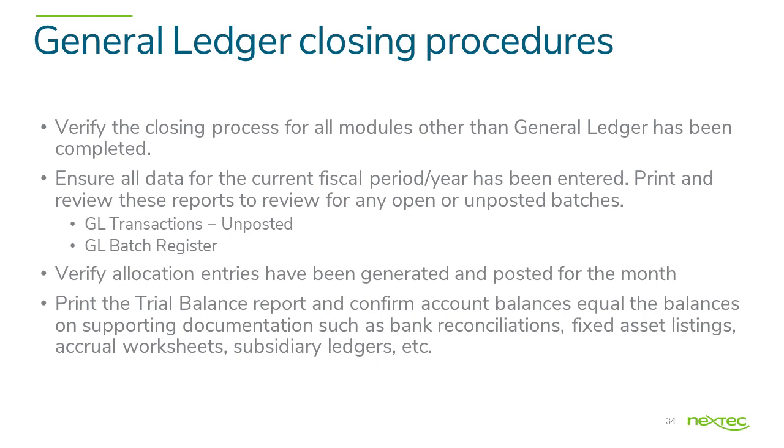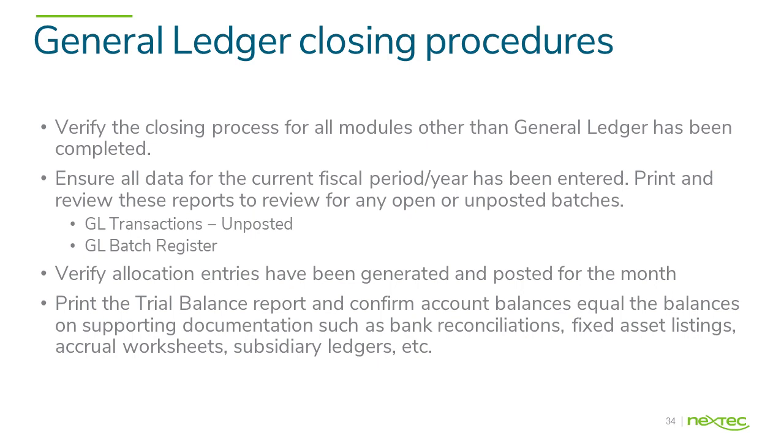You verify a closing process for all other modules other than general ledger has been completed. As we talked about in the previous slides, you've got to make sure that AP, payroll, purchasing, inventory, sales order, and any of the other modules are closed prior to closing your general ledger. You want to make sure that your current fiscal period and year has been entered. Print and review the reports to check for any open or unposted batches. Those are going to be your GL transactions using the unposted feature, and then your GL batch register. Verify any allocation entries have been generated and posted for the month. And also, I would say any of your recurring entries that you would have for any recurring transactions.